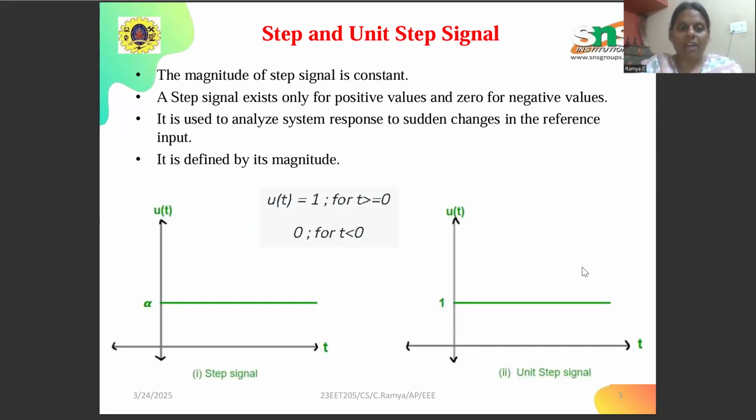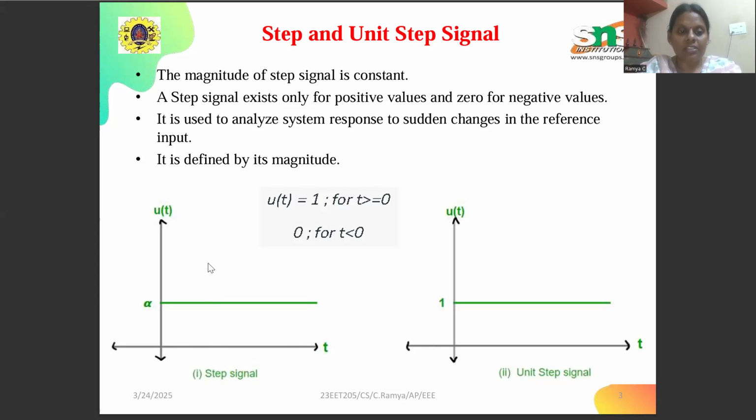We all know the magnitude of this step signal is a constant, and a step signal exists only for the positive values and is 0 for the negative values. From this picture also you can understand this concept. Here we are applying u of t, that is the magnitude, which is a constant value A for t greater than 0, and for t less than 0 the response will be 0. It is used to analyze the system response to a sudden change in the reference input, and it is defined by its magnitude.